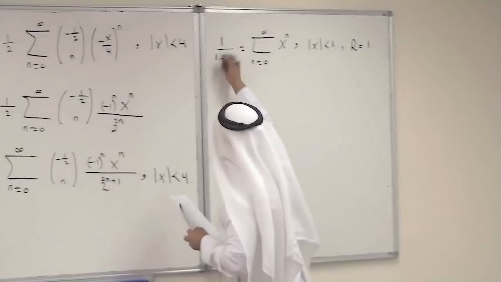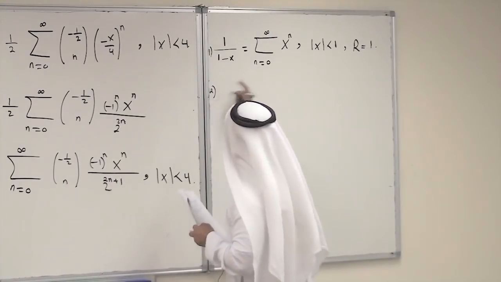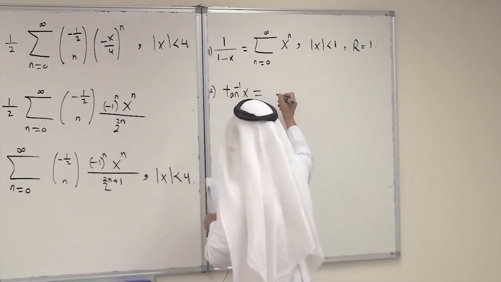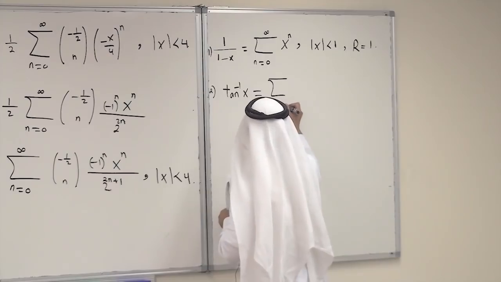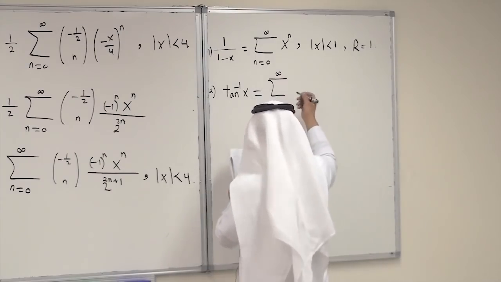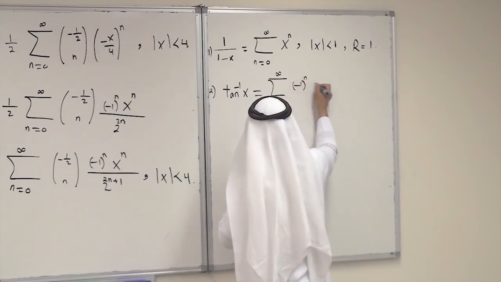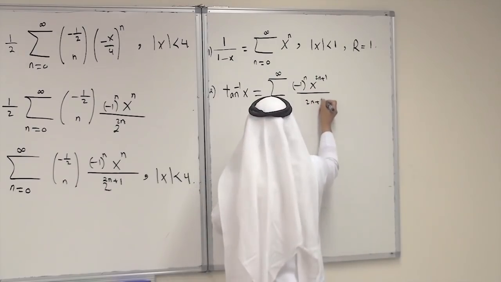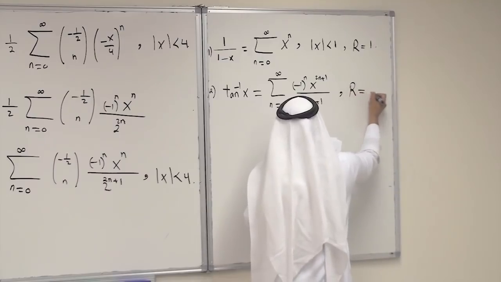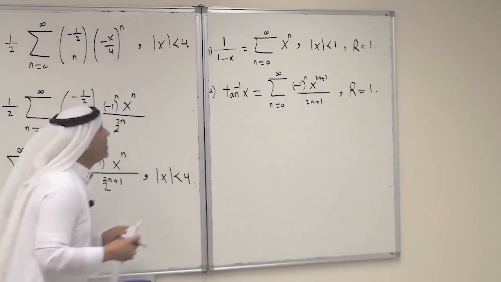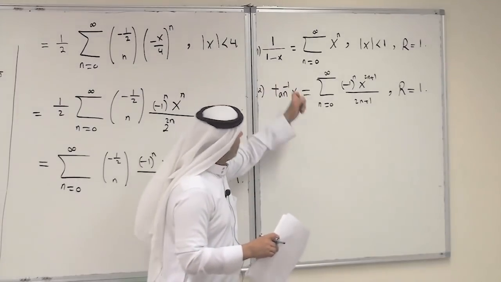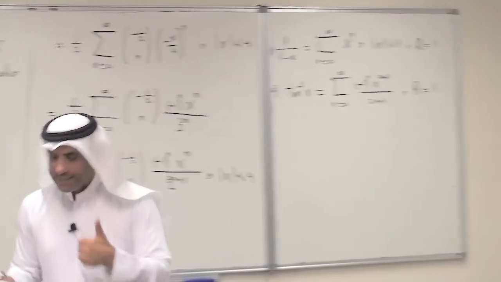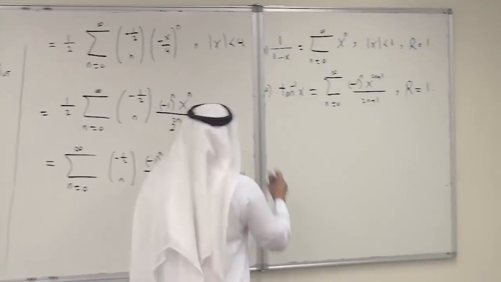Second one, by using derivatives and integrals we found the very beautiful series for tangent inverse, which is equal to the sum from n equal to 0 up to infinity of minus 1 to the power n, x to the power 2n plus 1 divided by 2n plus 1. And the radius of convergence again is equal to 1. If you remember, we said this is also convergent at x equal to 1 and at x equal to minus 1. It can be proved it's still convergent. That is the second series we got, which is the tangent inverse.